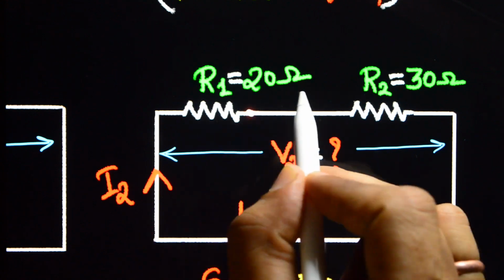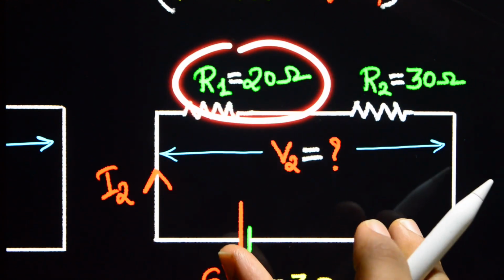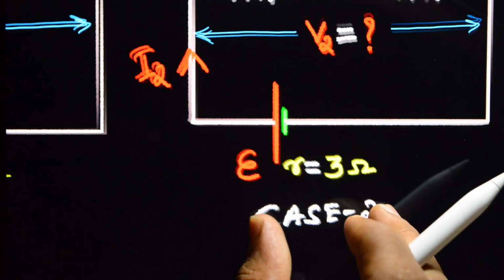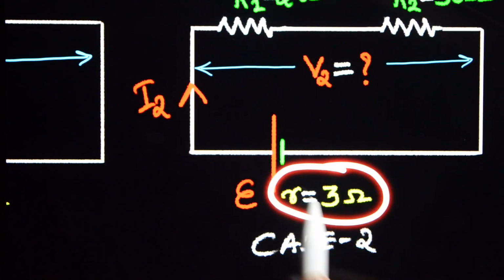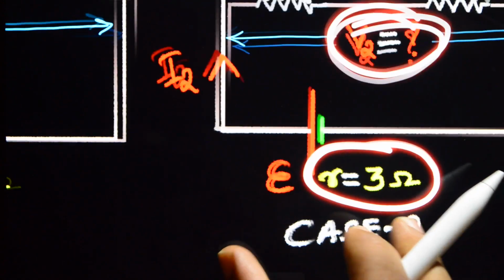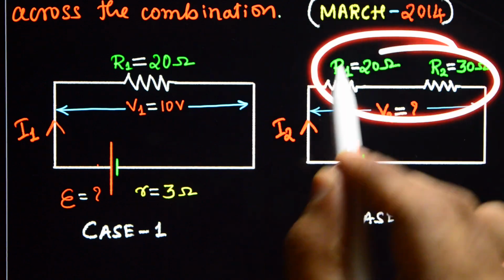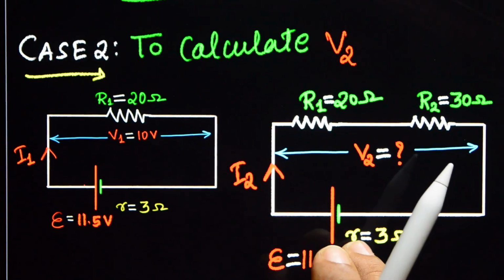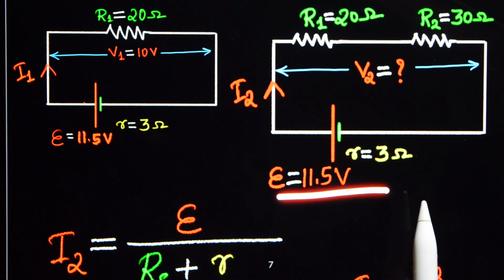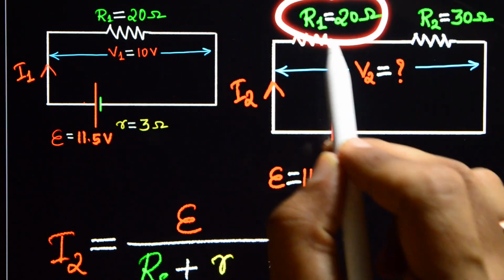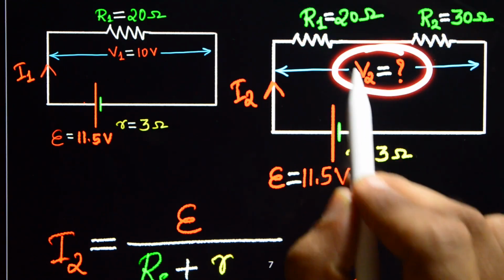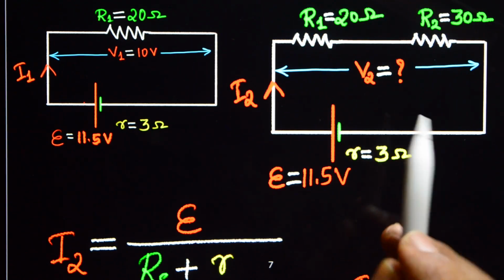What next? Next we need to calculate with another resistor, its resistance is 30 ohm, which we are connecting in series with the 20 ohm resistor to the same cell. The cell is the same, it has the same internal resistance r, and now we need to calculate V2, that is the potential difference across this combination. For that, the EMF of the cell is 11.5 volt, R1 is 20, R2 is 30, and these two are in series. We need to calculate V2.